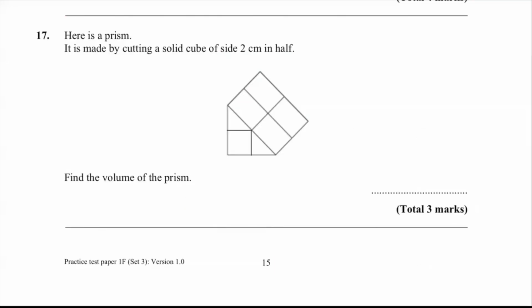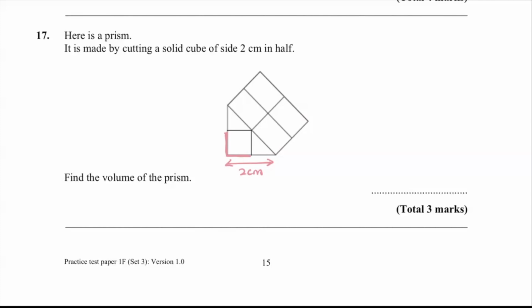Okay, we've got to find the volume of the prism, and it's made by cutting a solid cube of side 2 centimeters in half. There's different ways to do this, but if the cube is 2 centimeters, which they are telling us, that means we're 2 centimeters that way. That means that each one of these is worth 1 centimeter. So it's like a 1 centimeter cube that's been put together with lots of cubes. I've got a full cube here, I've got half a one here, and I've got half a one here.